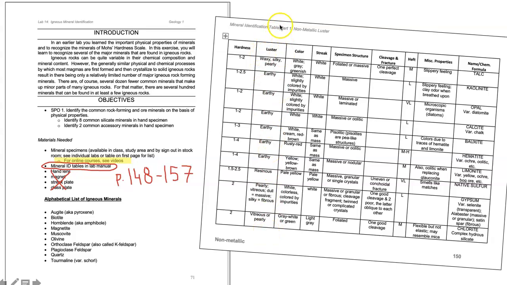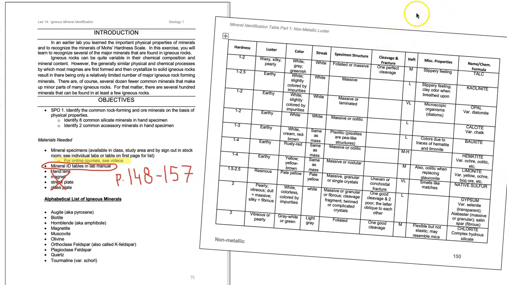We have a column with luster. In this case, because these are the non-metallic minerals, they go further and give you an additional kind of description. We have the color of the mineral, and then the color of the streak. And when it says white, that also means colorless. The specimen structure is listed here. Whether there's cleavage or not is listed here. Usually if it's blank, it means there's fracture, which means there's no cleavage. Remember, it's either or, cleavage or fracture.